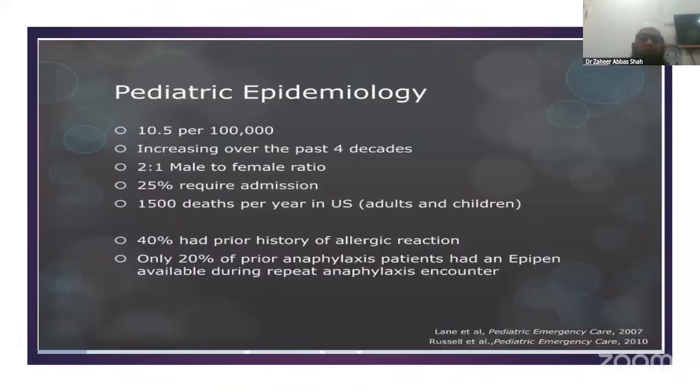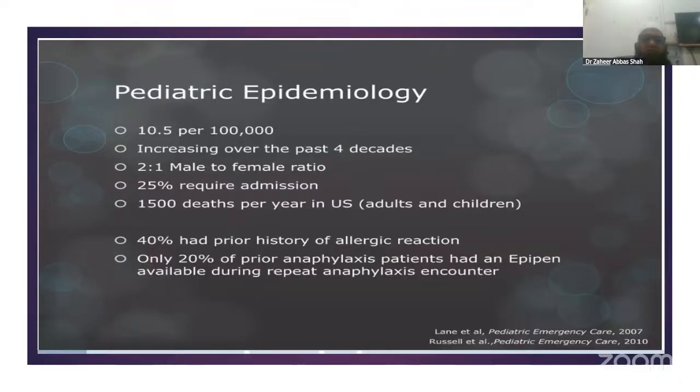United States. If you look at this figure, the impact of anaphylaxis in the pediatric population, published in 2007: 10.5 per lakh of the pediatric population is affected, and it has been increasing over the past 4 decades. There is a 2:1 male to female ratio, and 25% required admission. 40% of children had a prior history of allergic reaction, and unfortunately, only 20% of the prior anaphylaxis patients had an EpiPen available during the repeat anaphylaxis encounter.